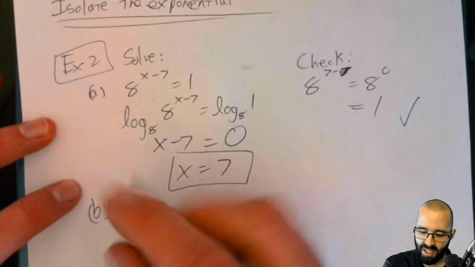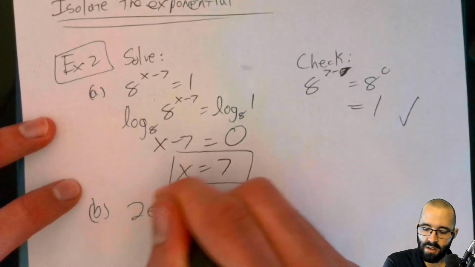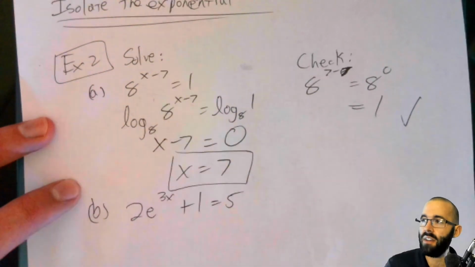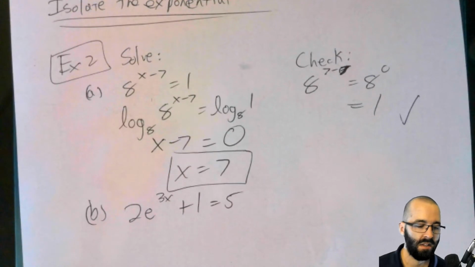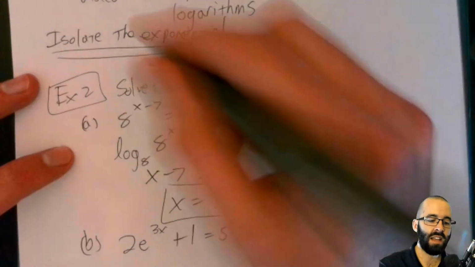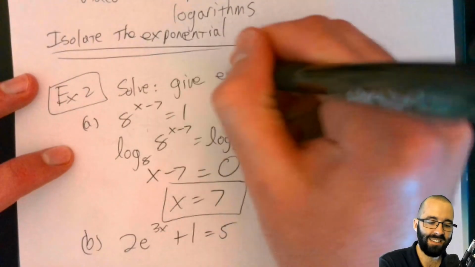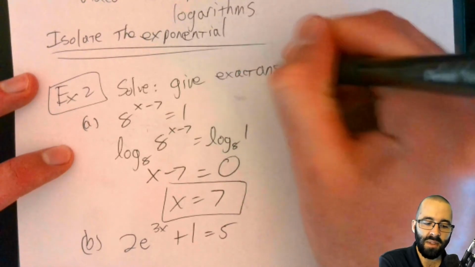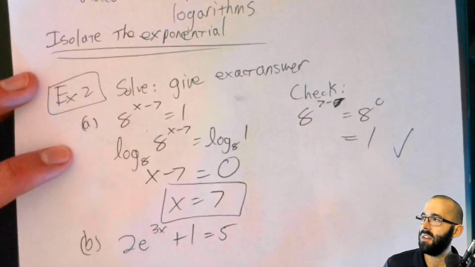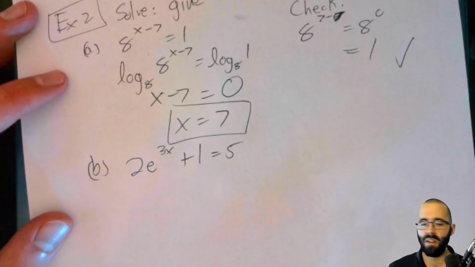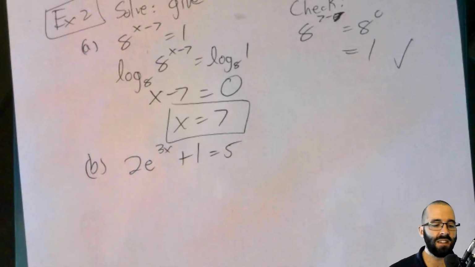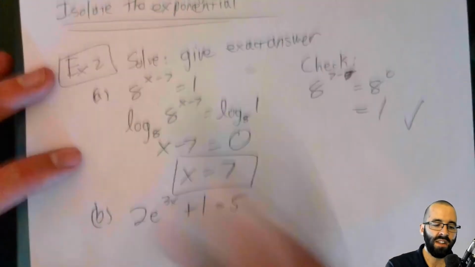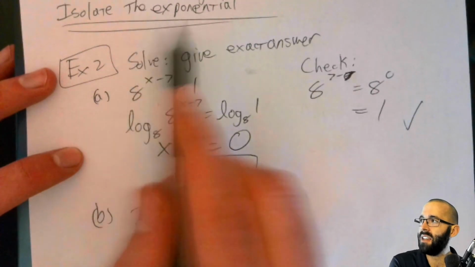And we can make these as complicated as we want. Part B: 2e to the 3x plus 1 is equal to 5. And for these, I will want an exact answer. So give an exact answer. Some of them we're going to approximate, but unless it says approximate, we're going to give an exact answer. So get this exponential by itself, right? That's a summary of this whole video. Isolate the exponential.